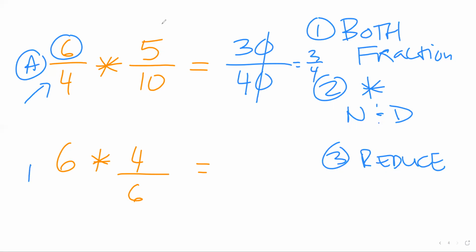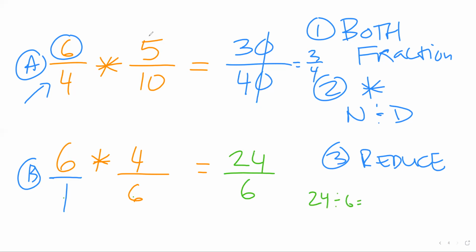Over here, for our second question, again, I have a whole number. How do I make a whole number an equivalent fraction? I just put it over 1, because 6 divided by 1 is still 6. Now I multiply my numerators: 6 times 4 is 24. 1 times 6 is 6. 24 divided by 6 gives me 4. So there's my answer to that. And that's really all we're doing.